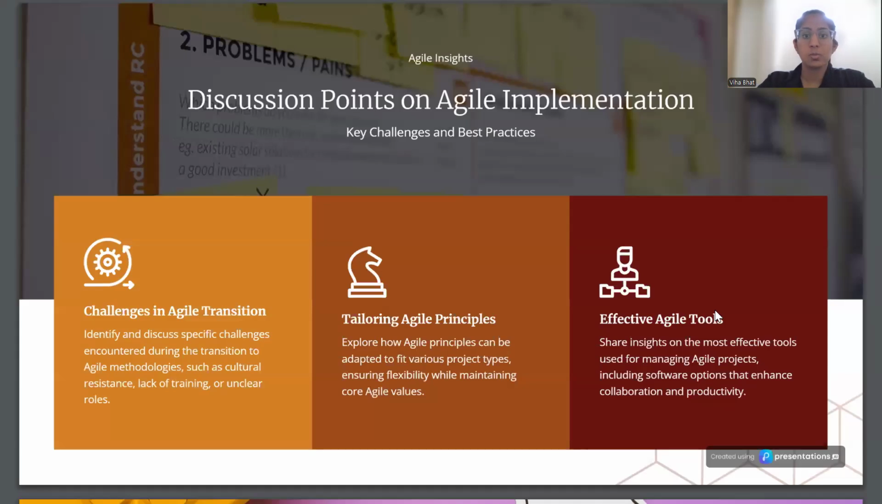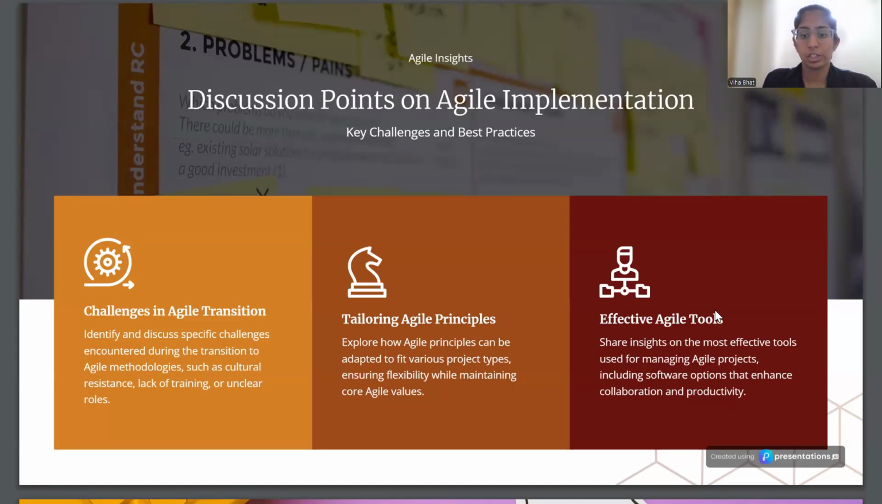Next, we're going to discuss the points on agile implementation. So, what are the key challenges in the best practices? The key challenge is to transition from any other model that people are used to over time to an agile process where you have to be on your toes at all times, ready to implement changes. Next is tailoring agile principles. Exploring how these principles can adapt to various project types, ensuring flexibility while maintaining the core agile values, was also a key point or a challenge.